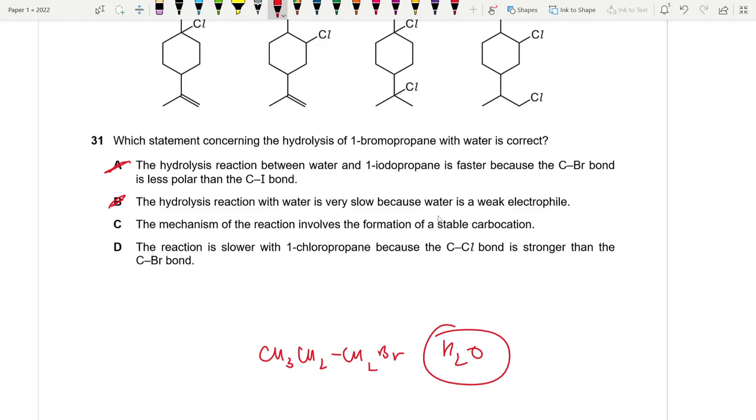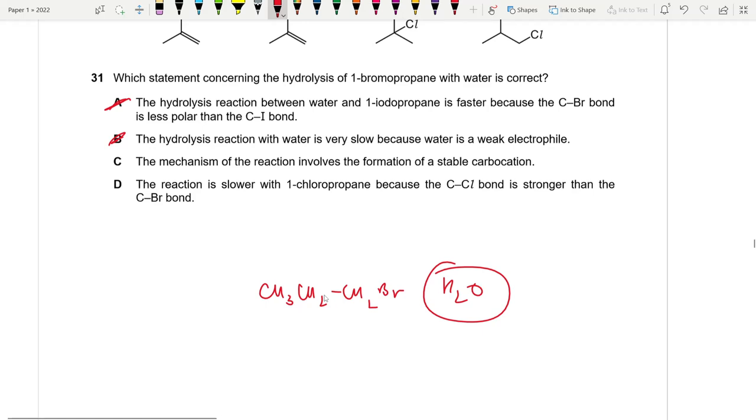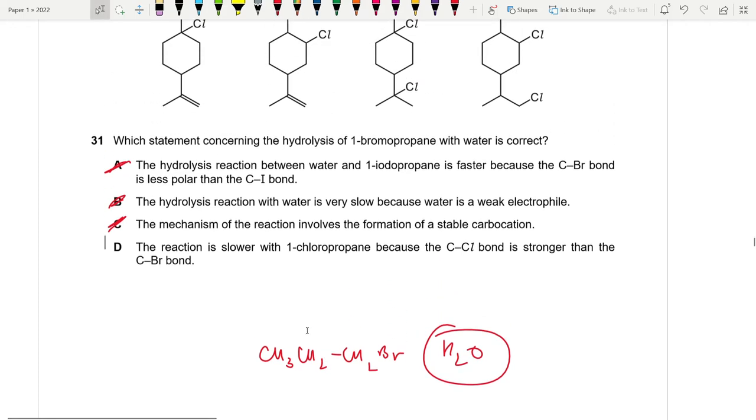The mechanism of reaction involves the formation of a stable carbocation. Since it's a primary halogenoalkane, we do not get a stable carbocation. We get a stable carbocation if it was a tertiary halogenoalkane. But here we get an unstable intermediate. If it was tertiary, 3 would be correct. The reaction is slower with 1-chloropropane because the C-Cl bond is stronger than C-Br. Now this makes sense. 31 is D.